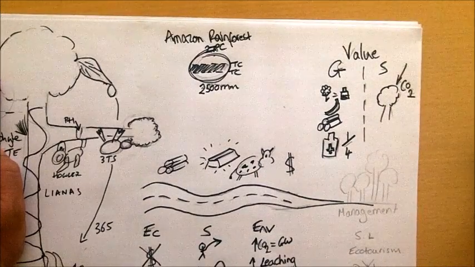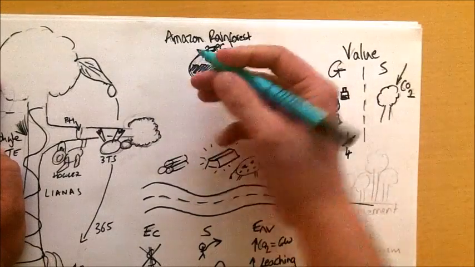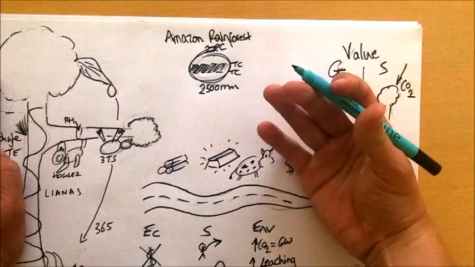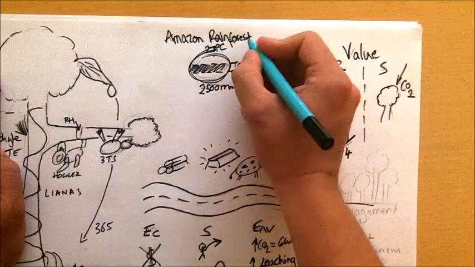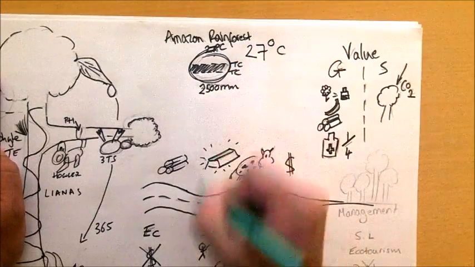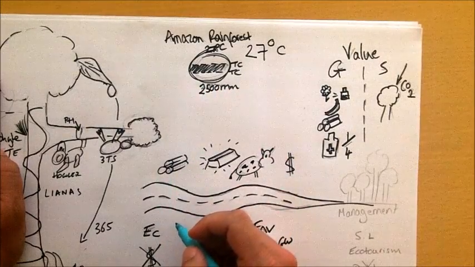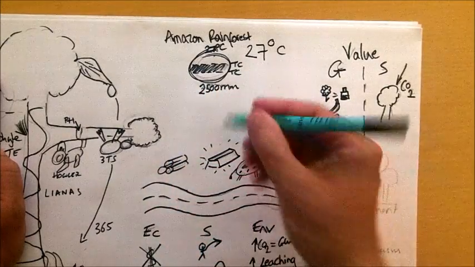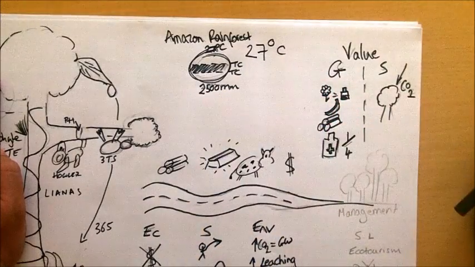Some of the other key things we need to remember are the climate characteristics of the tropical rainforest. It's on the equator, so it has very little seasonal variation in temperature. We're looking at temperatures of around 27 degrees Celsius. More importantly, some of the key facts are that it has incredibly high rainfall, an average of around 2,500 millimetres a year.